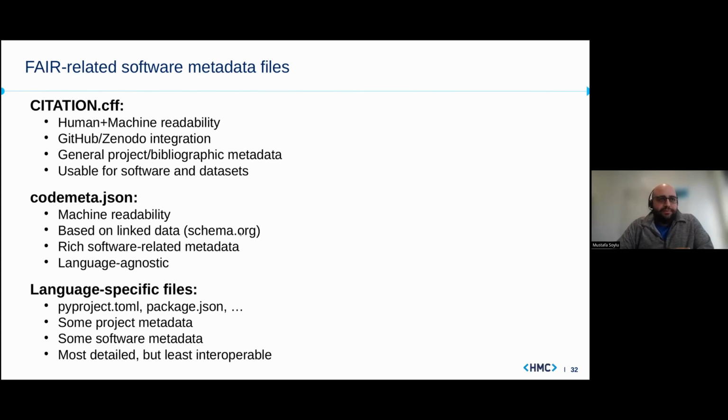And we also have a language-specific file in our repository. It can be pyproject.toml if Python, or package.json if JavaScript. So we all have this data. We should all have these three files at least in our repository to have good metadata and have better accessibility to our repository and project.